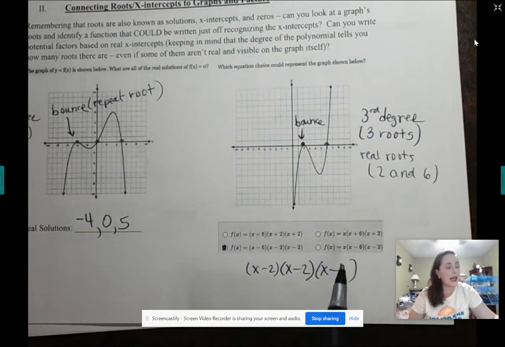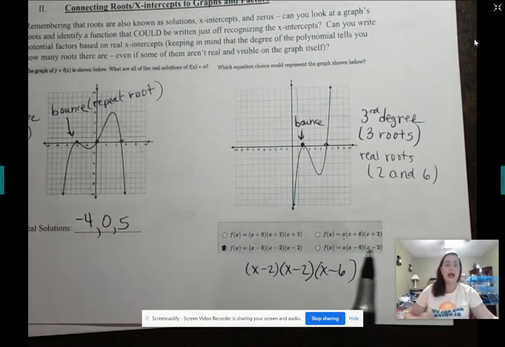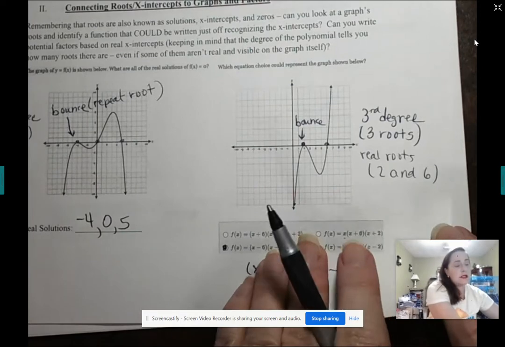Remember, if you ever just see an x, that means that there's a root at 0. And that is not the case here. So we did not want to choose that one.